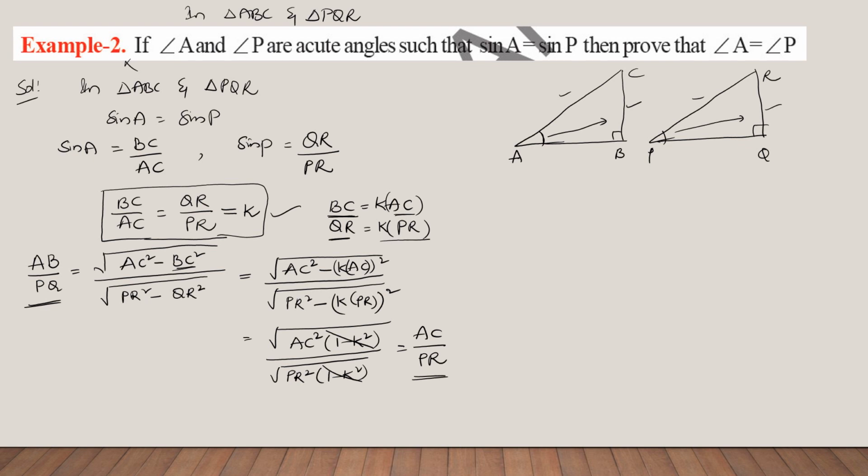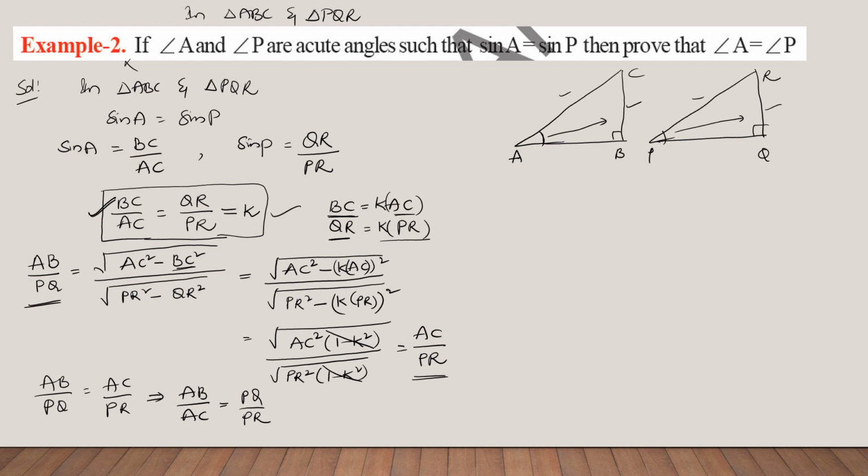Okay, so if you observe these two ratios, AB by PQ is equal to AC by PR. On rearranging and writing, can you write AB by AC is equal to PQ by PR? So bringing the terms to the same side, I am going to have AB by AC is equal to PQ by PR. But already previously what did we get? BC by AC is equal to QR by PR. So from this, AB by AC is equal to PQ by PR.